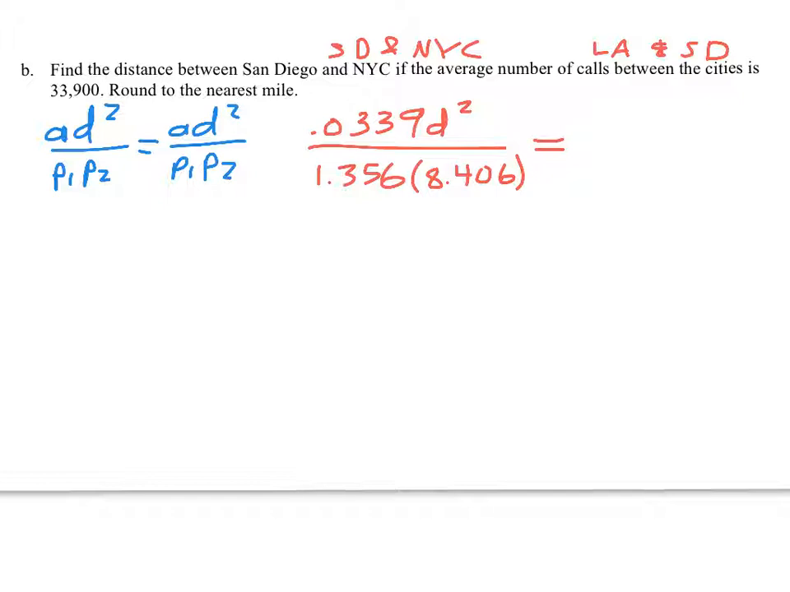Okay, so we have to use a pair of cities that we know everything about. So do we know the average number of calls between those two? Yes, we do. So we were told that the average number of calls between these two was 31 million. We were told that the distance was 120 miles. We square that. Okay, population of LA, we were told 18.55. The population for San Diego, we're going to use again 1.356.